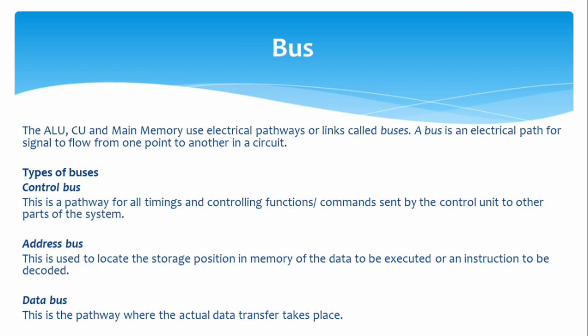Then the data bus is the pathway where data transfer takes place. So the control bus is more of functions and commands. The address bus is more of the location. And then the data bus is for data transfer.